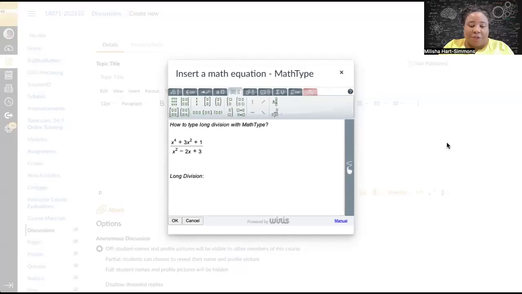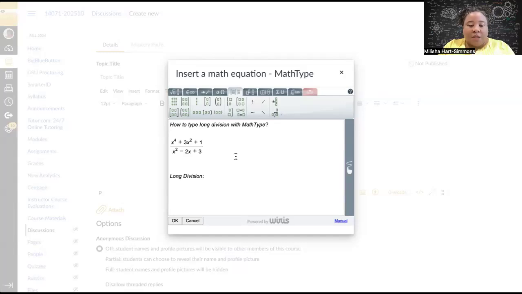Greetings. Today we will talk about how to type long division with MathType. We're going to first start off with this rational expression, x to the fourth plus 3x squared plus 1, all divided by x squared minus 2x plus 3.